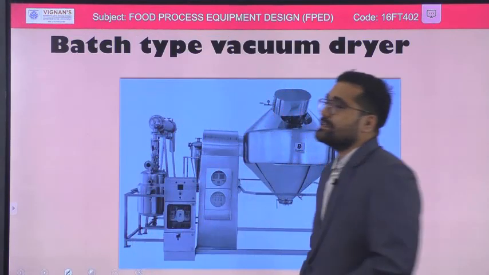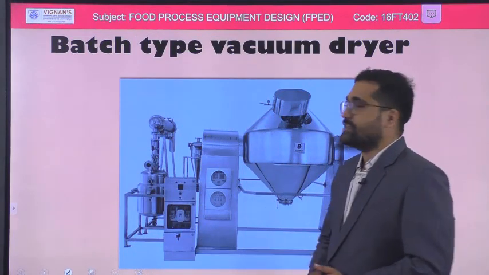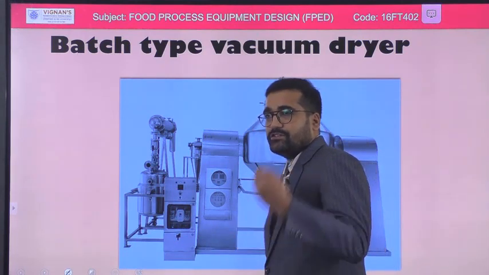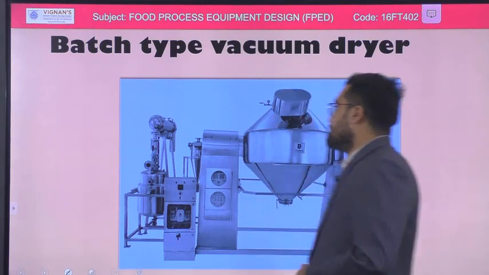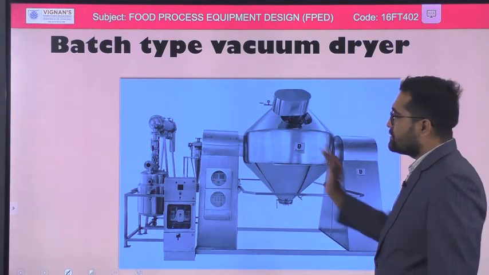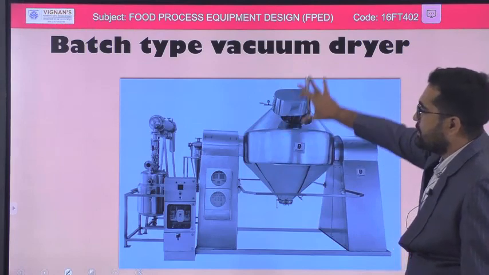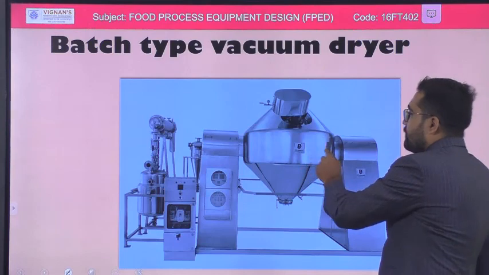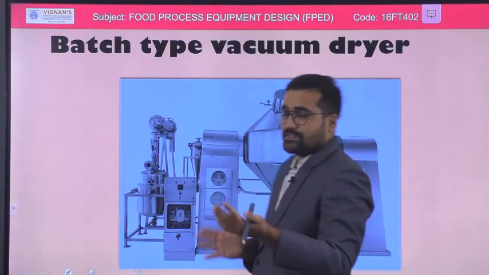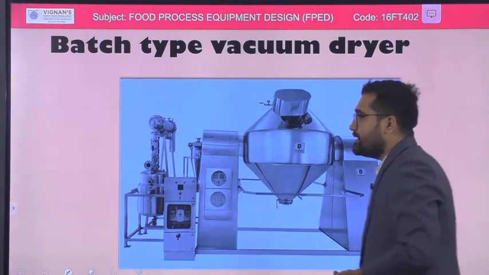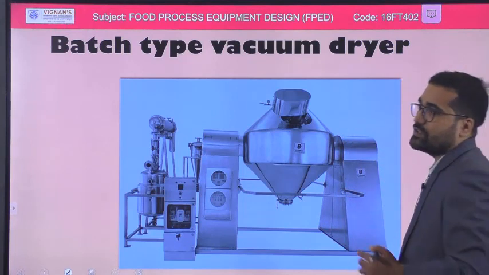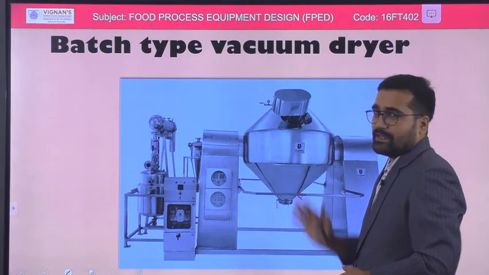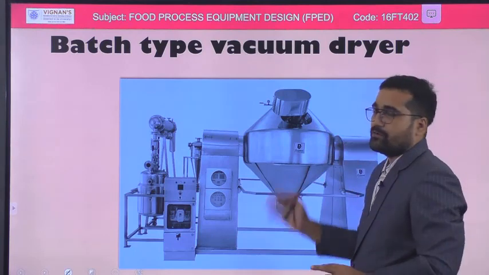Coming to the next slide, what are the types of vacuum dryer? The first one is the batch type vacuum dryer. What we saw previously is also a batch type vacuum dryer. In a batch type vacuum dryer, the shape can be anything depending upon the material we are dealing with. Generally it will be cylindrical or spherical in shape. We hardly see a rectangular shape vacuum dryer. This one is near to a spherical shape vacuum dryer.